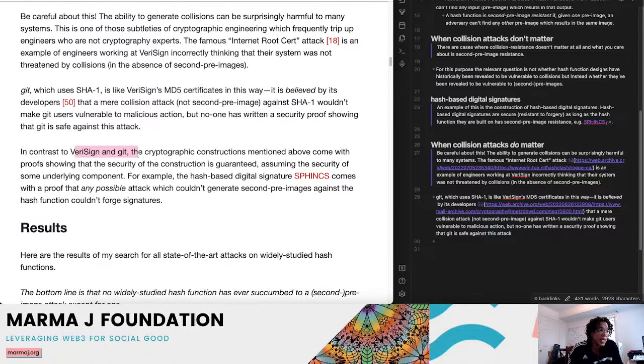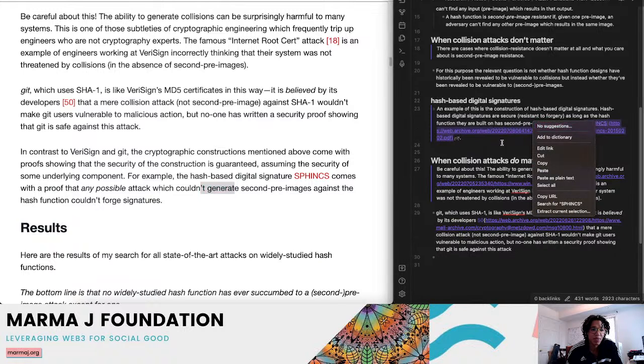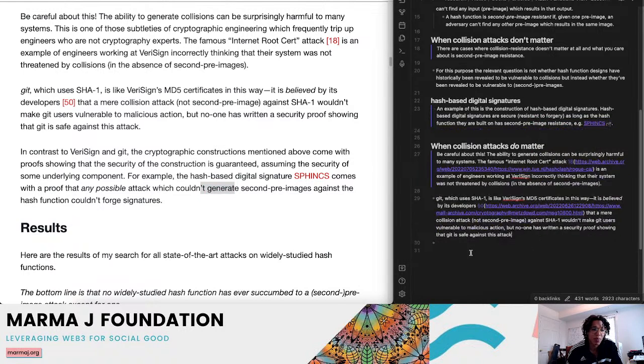In contrast to VeriSign and Git, the cryptographic constructions mentioned above come with proofs showing that the security of the construction is guaranteed, assuming the security of some underlying component. Okay, so you're assuming some security, but those are things that are supposed to be known, and there's proof saying that if these things are secure, then this should also be secure. For example, the hash-based digital signature Sphinx comes with a proof that any possible attack which couldn't generate. So this just sounds like a paper that I have to read anyways. Let's see, yeah, it's right here. Perfect, I can read that paper later.